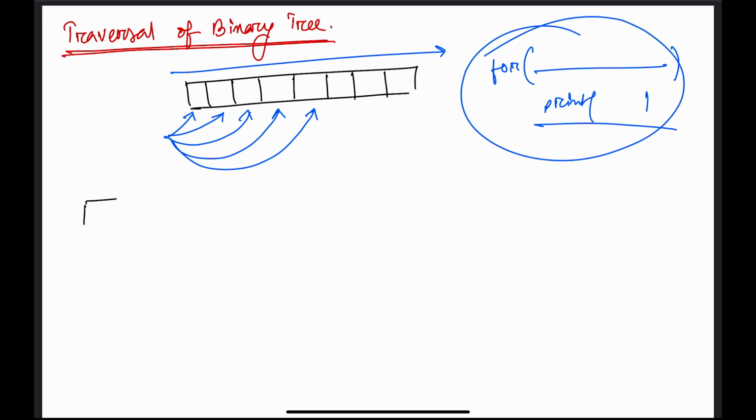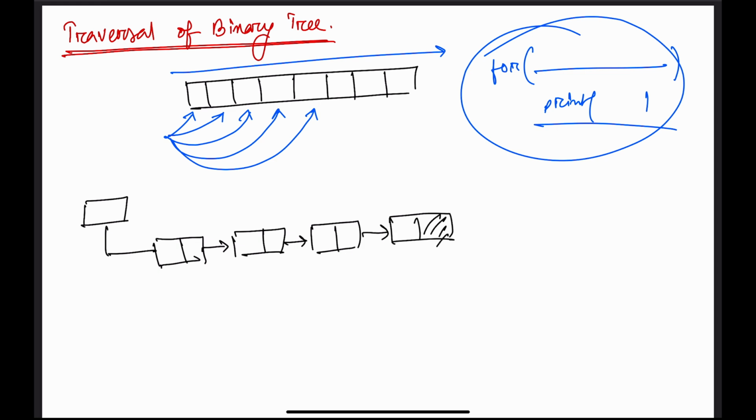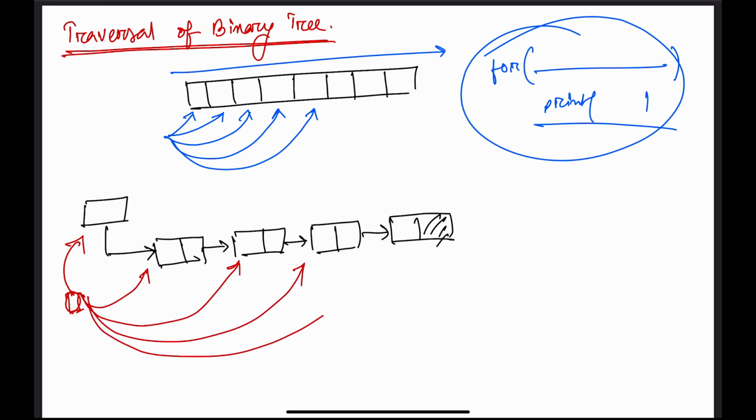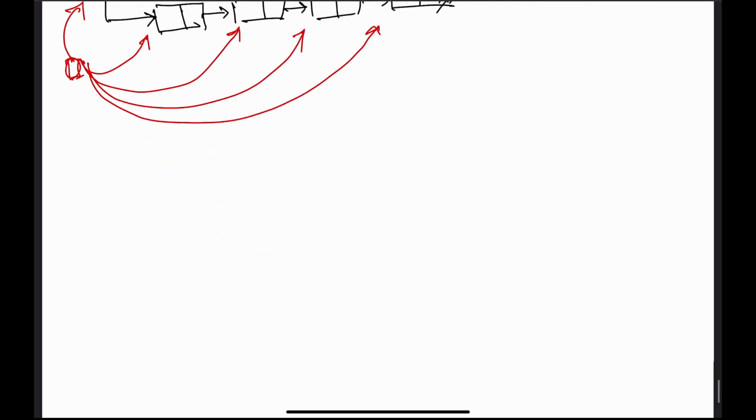In case of a linked list, what happens? If this is a linked list, then obviously what we do is we set a pointer here which points, and then we iterate using the links, and we print it. This is the way we used to traverse, right? In case of a tree, it's a very different thing from them. As it is a non-linear data structure, obviously the process would be different.